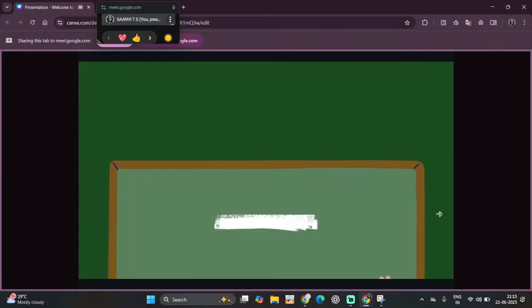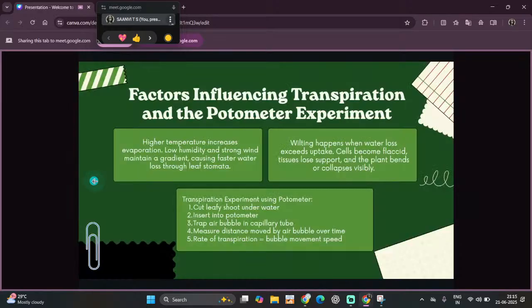Moving on to wilting. Wilting happens when water loss exceeds water uptake. Cells become flaccid and tissues lose support, and the plant bends or collapses visibly.